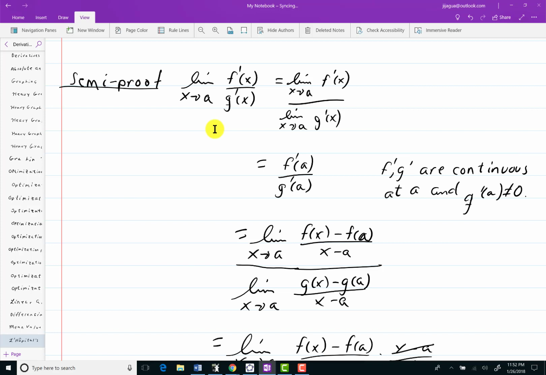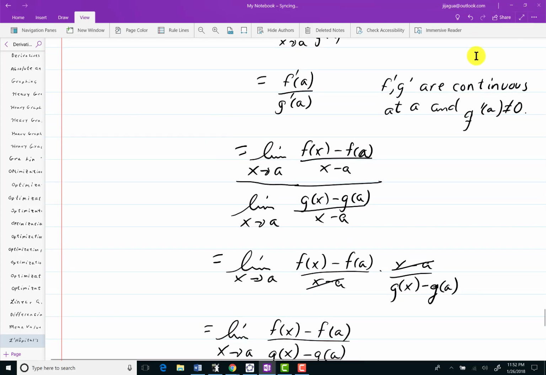So this is good enough. Here's the trick that happened. We get to cancel these nice x minus a's, and that's essentially the game plan.